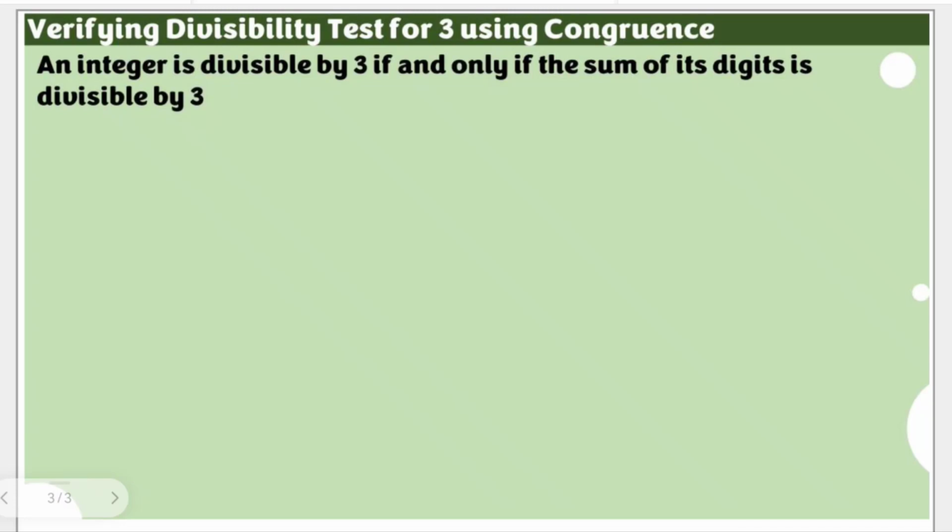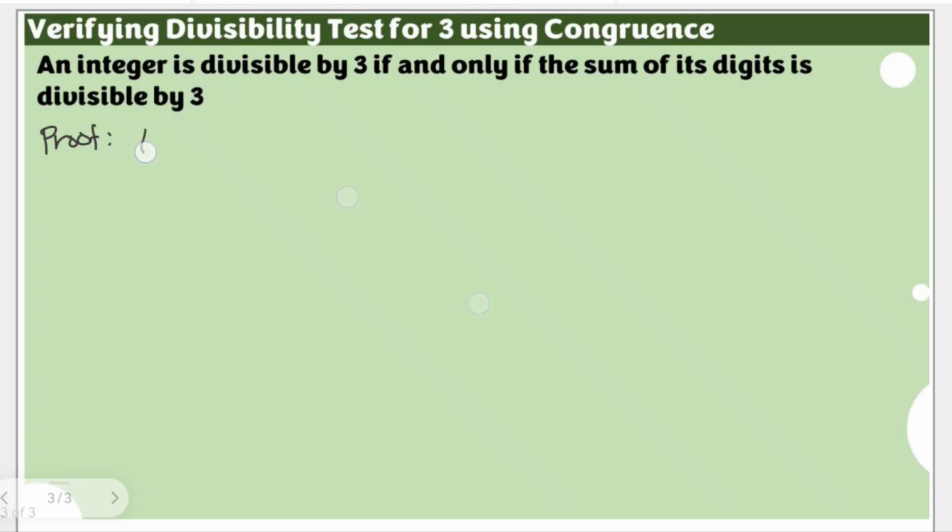But here we're going to use congruence to verify this divisibility test. It might take a lot of time and space, but of course, there are important background concepts that are already identified for us to review because we'll be using them here. To start with, let us have this proof. So we'll be proving this statement, or verifying it, using the idea of congruence.